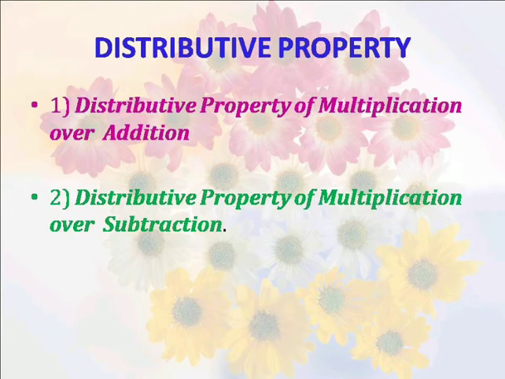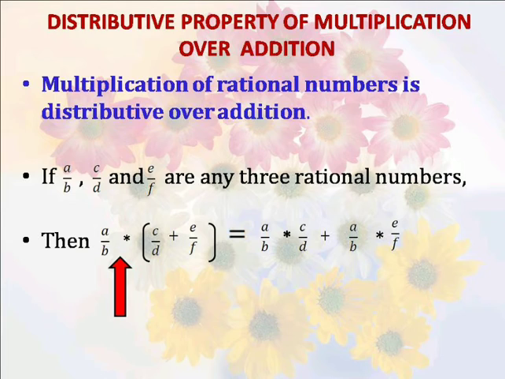Now we will discuss the last property, that is distributive property. For distributive property, we will see number 1, distributive property of multiplication over addition. Number 2, distributive property of multiplication over subtraction. Number 1, distributive property of multiplication over addition.